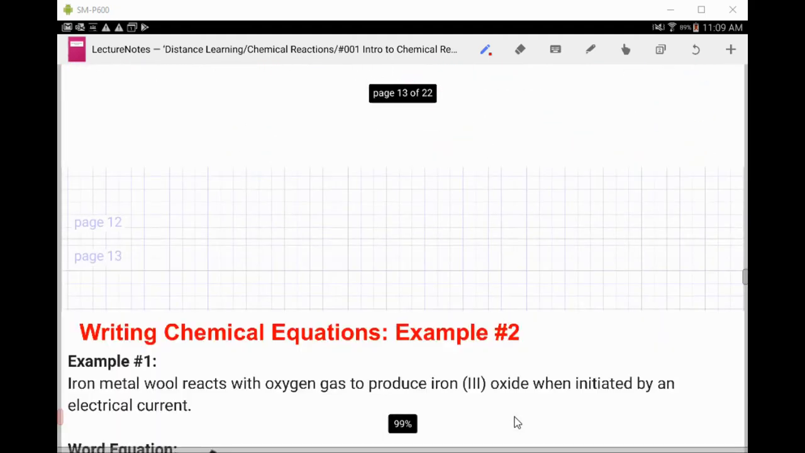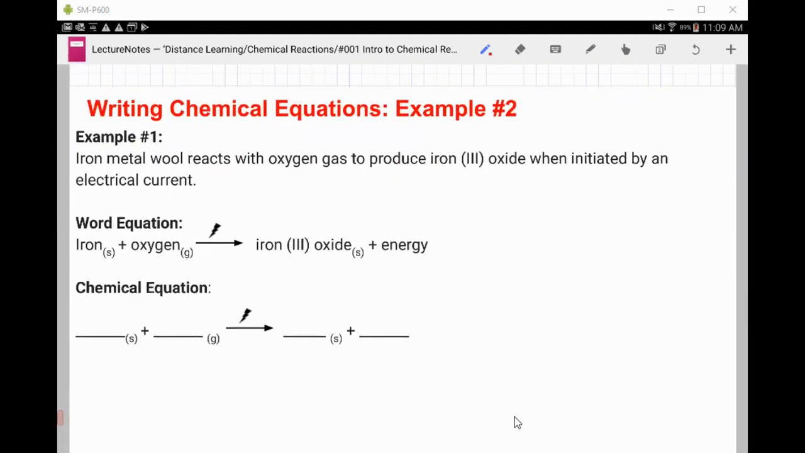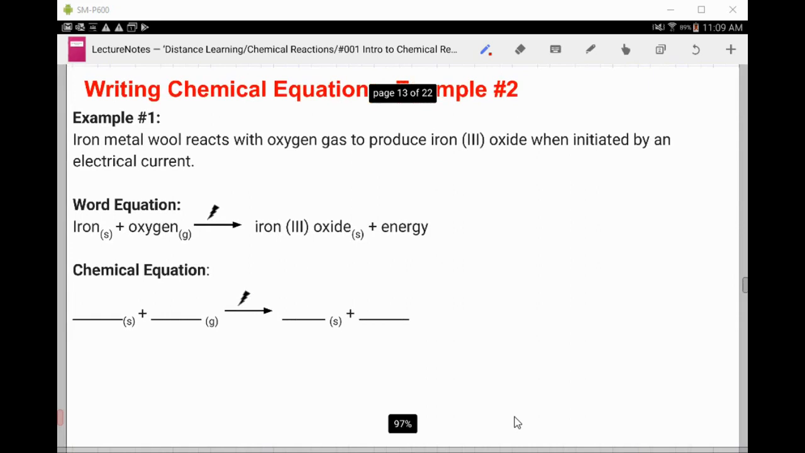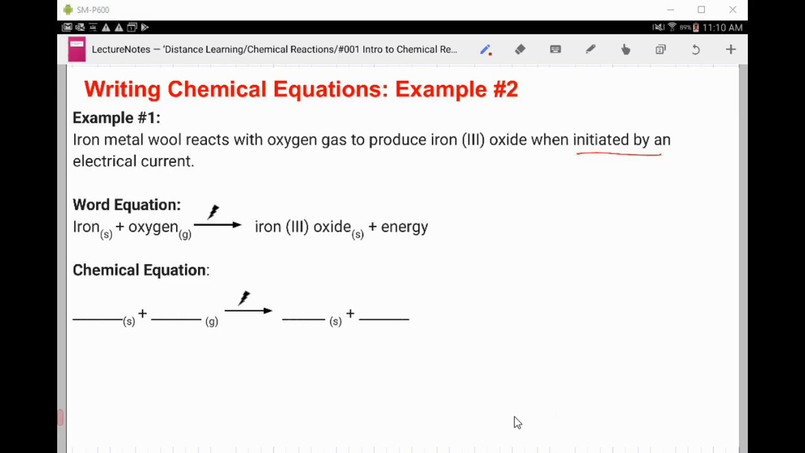Our next example is going to be iron wool reacting with oxygen gas to produce iron(III) oxide when initiated by an electrical current. So "when initiated by an electrical current" tells me about my reaction condition, which is represented by the little electrical symbol over the arrow here. What else do we have?